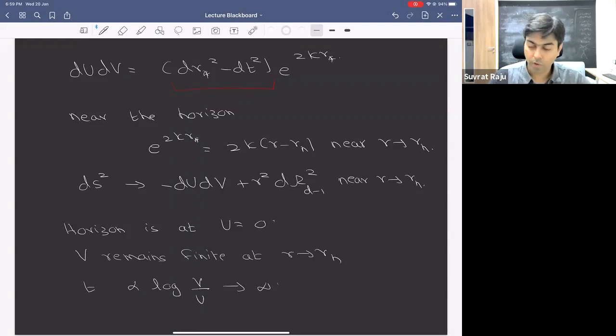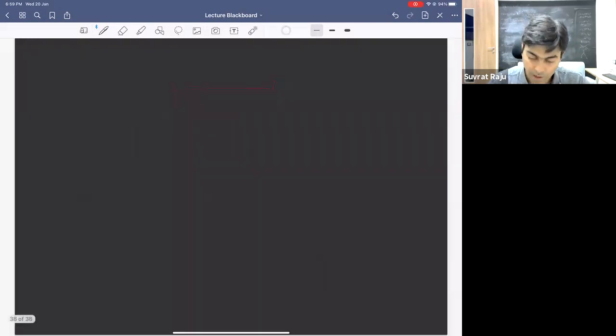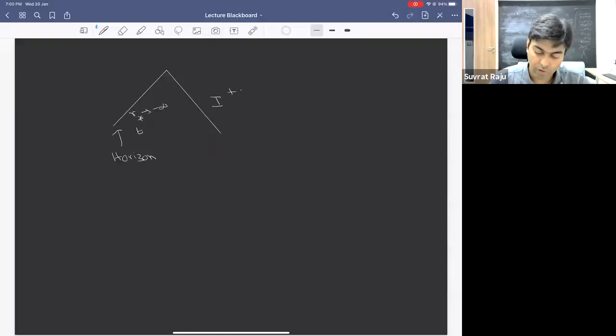Okay, so let's just draw once more the part that we are interested in, and let's forget about all the infalling matter and everything else that we had. So we have this horizon. This is future null infinity, this is the horizon, and this horizon has the property that r star goes to minus infinity and t goes to plus infinity at the horizon. Okay, so this is in some sense a convention.